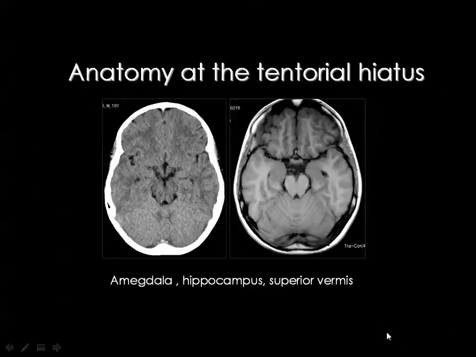Then while you are going up, you will reach the level of the tentorial hiatus, and here you can see the end of the fourth ventricle whenever it is small, and you will meet one of the important cisterns in the brain, and this is the quadrigeminal cistern. The quadrigeminal cistern looks like a dish where the midbrain lies in its concavity, and this is the region of the midbrain, and this is the end of the fourth ventricle, and the same is here.